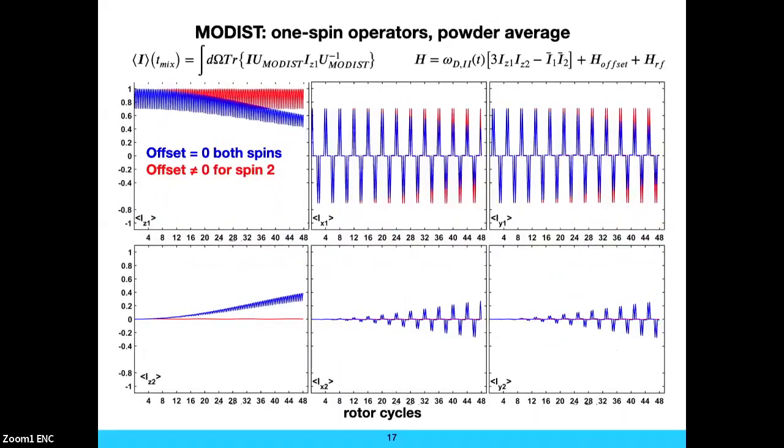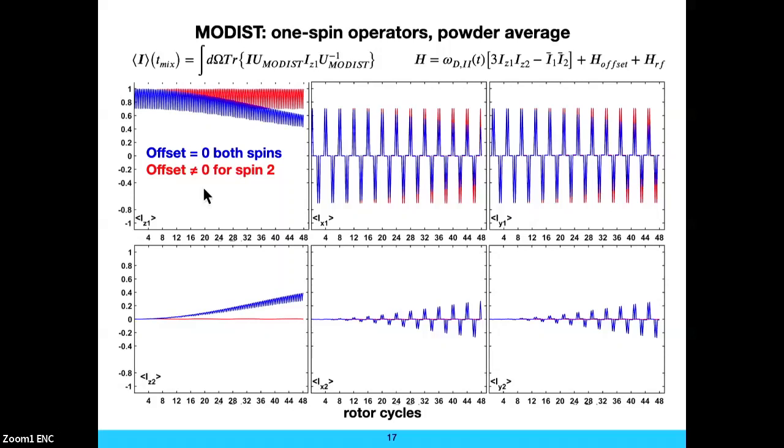And then we can look at operators to try to see the transfer pathway, which occurs in this. So this is starting with the single spin operators, detecting single spin operators in a simulation of just 2 spins. And as expected, if we set the offset to 0 for both spins in blue, we see the transfer. If we set the offset to be a significant value between the 2 spins, the offset difference between the 2 spins, then we don't observe the transfer anymore. But the transfer is occurring probably through 2 spin operators.